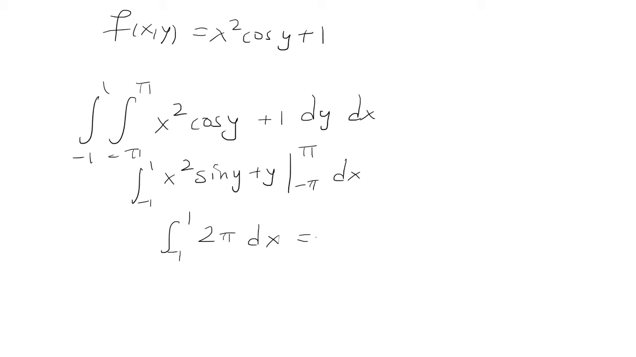2 pi is just a constant. So the easiest way to think about this is you have 2 pi from negative 1 to 1. So you're just finding the area of this rectangle, which is 4 pi.